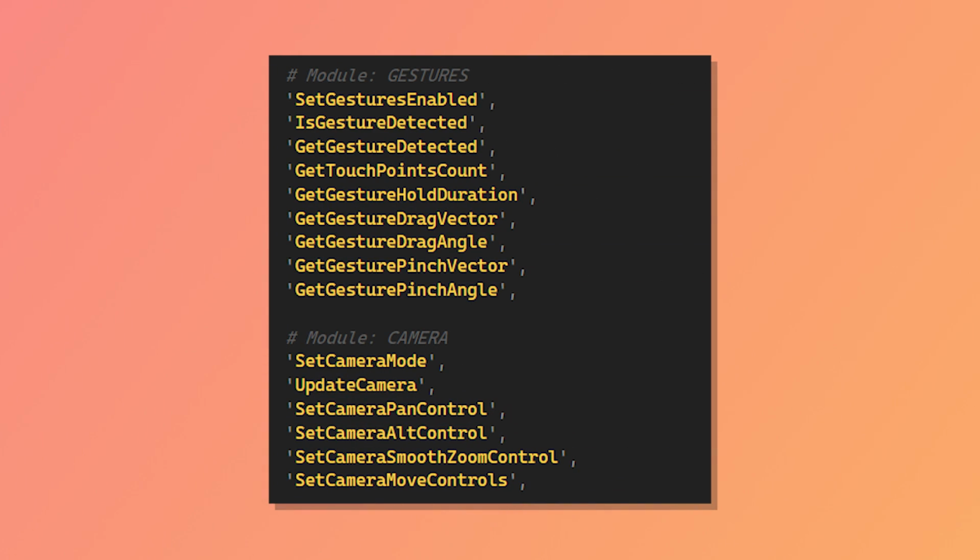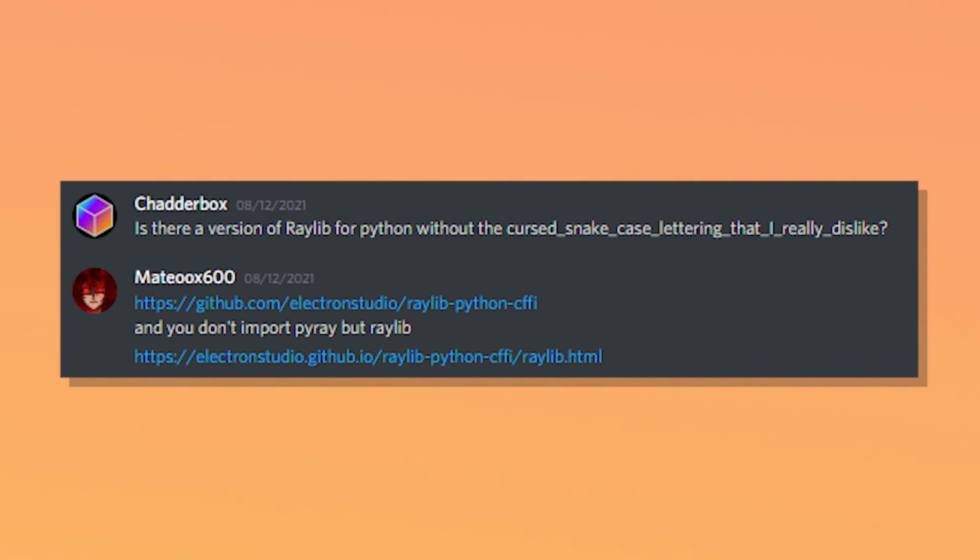follow other people's rules. I initially spent a few minutes making my own bindings, but luckily someone in the very nice Raylib Discord sent me a way that I could use some of the other bindings with the normal Raylib naming convention. I started by creating a game window, which was pretty easy.